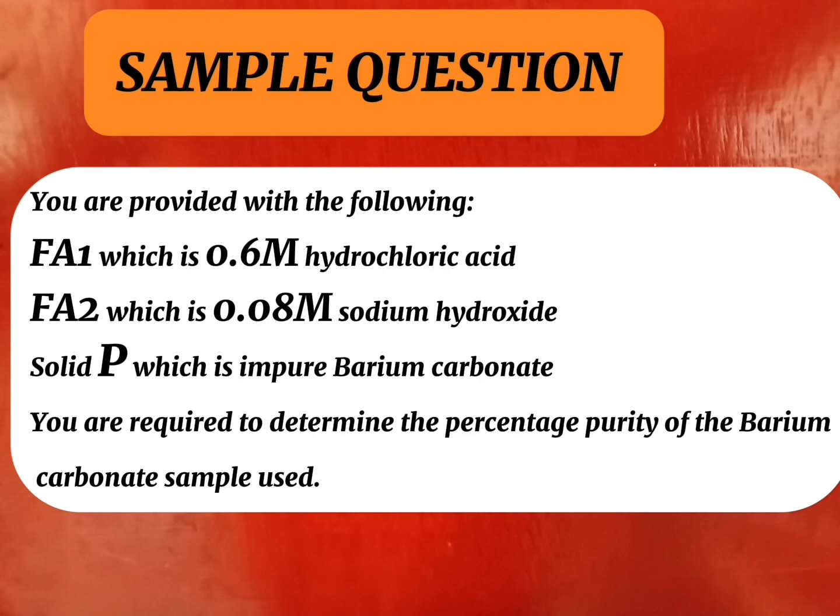Sample question. You are provided with the following. FA1, which is 0.6 molar hydrochloric acid. FA2, which is 0.08 molar sodium hydroxide. Solid P, which is impure barium carbonate. You are required to determine the percentage purity of the barium carbonate sample used.